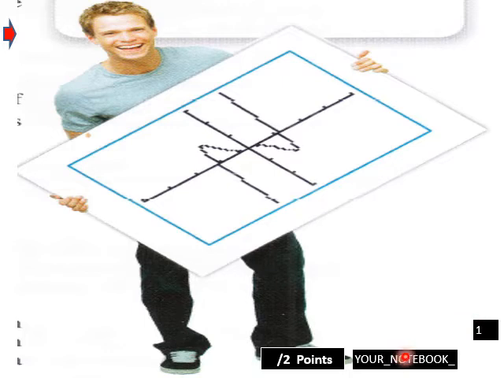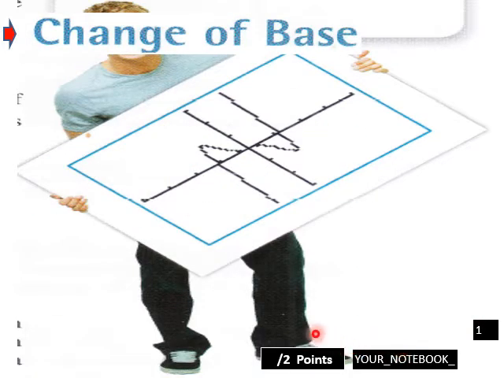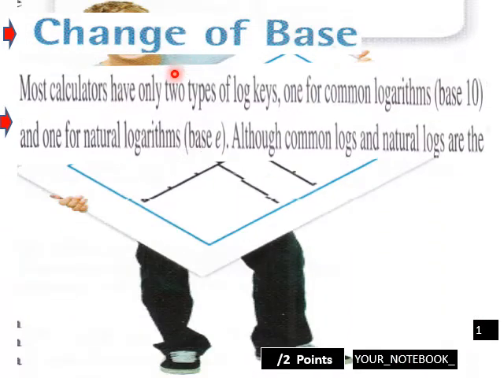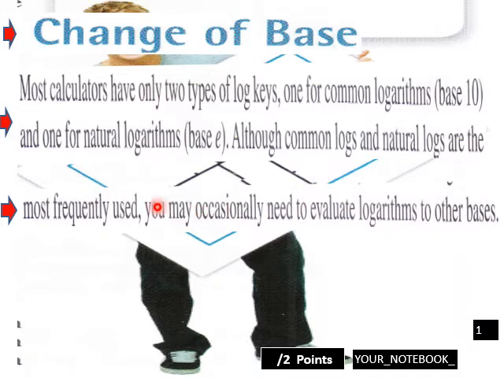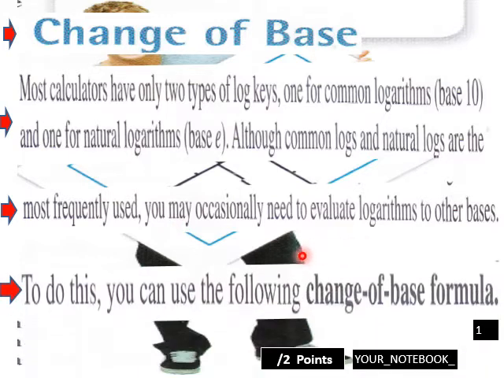Page 1 goes in your notebook. Students, get your notebooks out. Change of base. Most calculators have only 2 types of log keys. One for common logs, base 10, and then one for natural logs, base e. Although common logs and natural logs are most frequently used, you may occasionally need to evaluate logs to other bases.